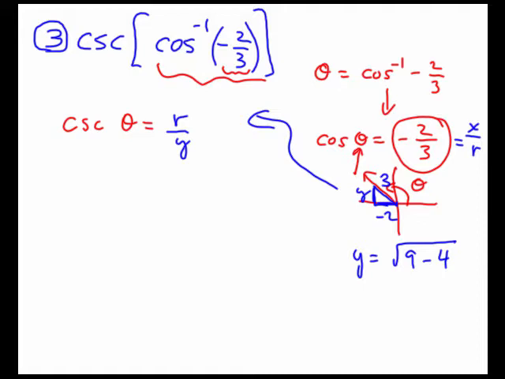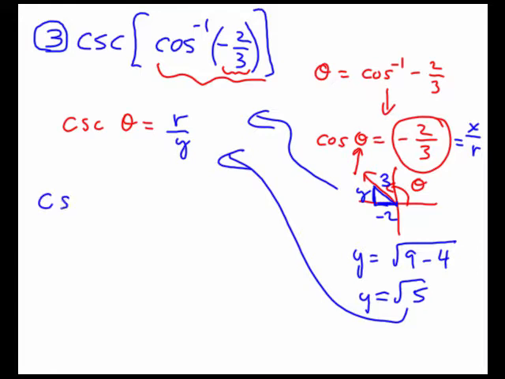I can see that y will be positive, and it will be the square root of 9 minus 4. 3 squared minus negative 2 squared. So it will be root 5. And so the value of the expression above will be the radius 3 divided by root 5.